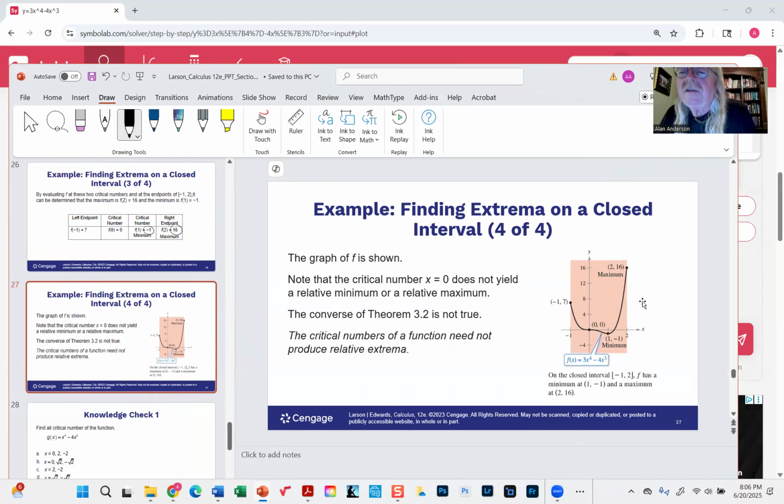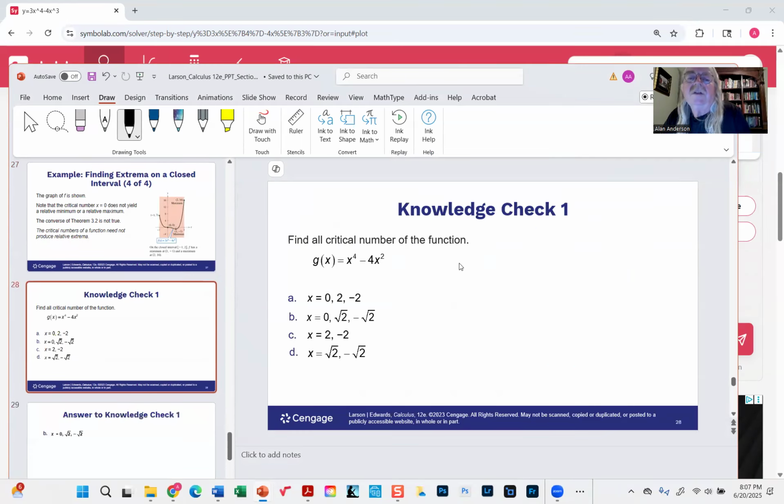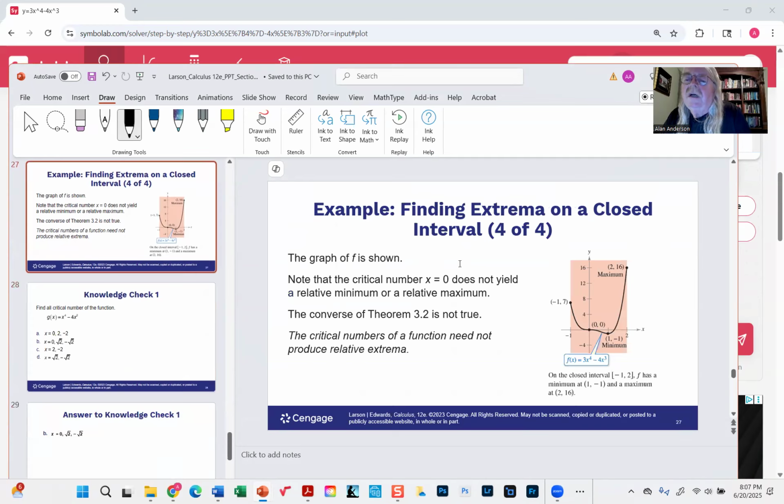Oh, here we are. They did go ahead and draw it for us. And so you can see it a little bit more clearly. The (0, 0) is neither a maximum nor a minimum. Even though it's a critical point, it's not either a minimum or a maximum. Instead, the minimum occurs at (1, -1), and the maximum occurs at (2, 16). So in other words, what they're telling us is that not every critical point is a maximum or minimum, but, well, at least with an open interval, it does go the other way around.